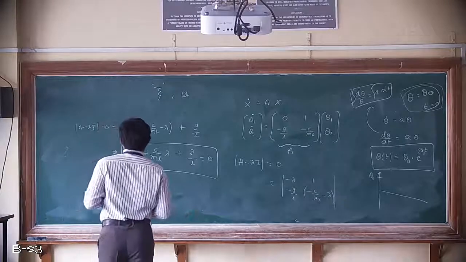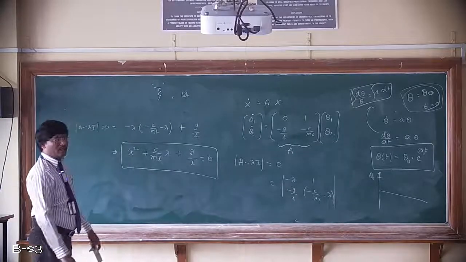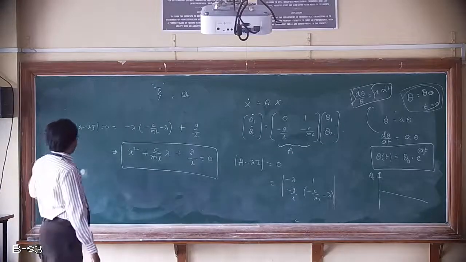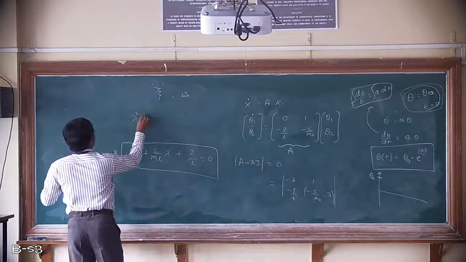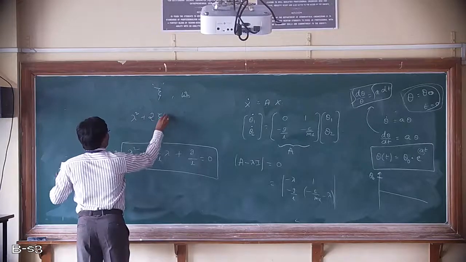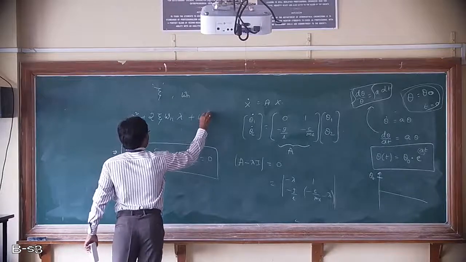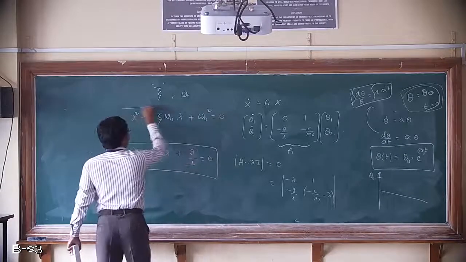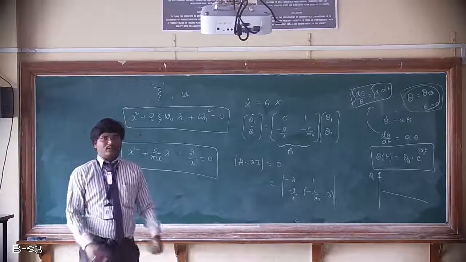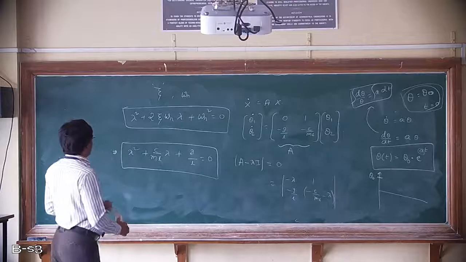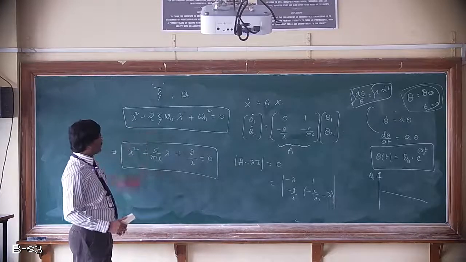At the time characteristic equation will become, anyone remember? You can write like this, right? Lambda square plus 2 zeta omega n into lambda plus omega n square is equal to 0. Yes, you can compare, right? So if you compare these two things, what you will get?